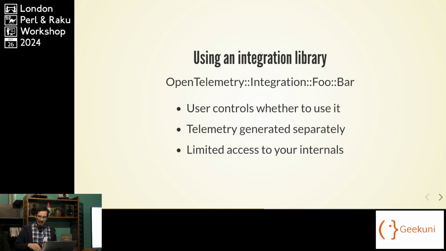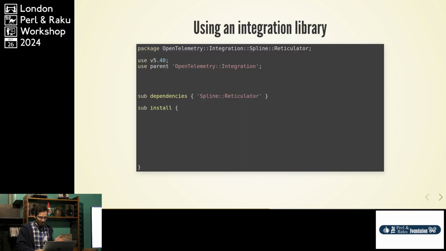The alternative is to use an integration library, which would live in this OpenTelemetry integration namespace. And again, there are examples of this on CPAN. The benefit is that you're not depending on OpenTelemetry directly, so the user controls whether they need it or not. You also have the benefit that you can separate your own library code from the integration, so the telemetry is kept separate from your logic, and also you can release, say, integrations for distributions that are released by someone else, etc. So again, an example, in this case, we're integrating with that spline reticulator from before.